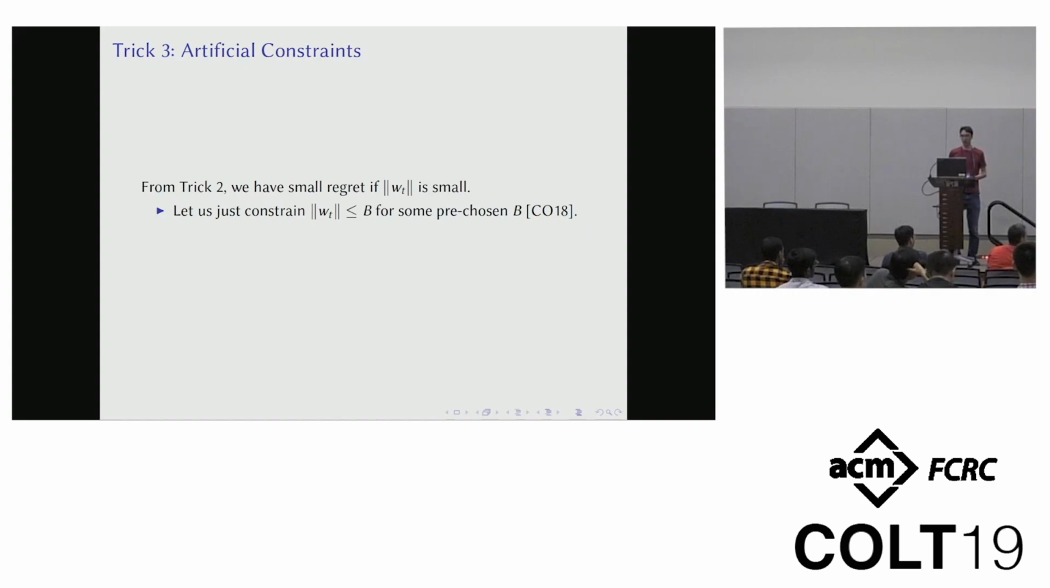We're just going to constrain w_t to be less than some bound b for some pre-chosen b. It turns out you can do this without affecting the regret bound at all. And then I'm going to choose b as square root of t. I chose that because it looks somewhat nice, but you can choose other types of b, like cube root of t or whatever. There are many possible things you can choose that are sort of reasonable. But let's do square root of t for now.